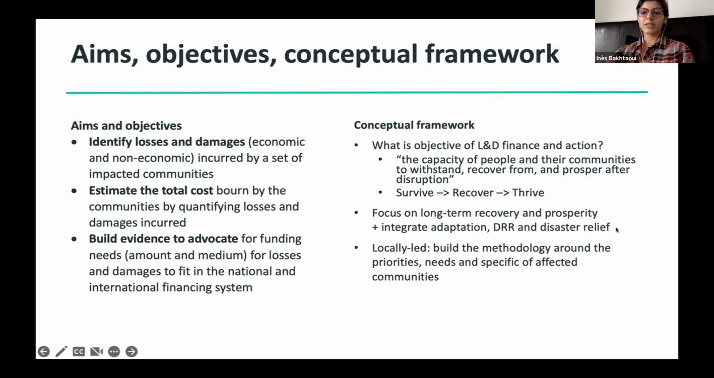The second point is that while we focus on long-term recovery and prosperity, so looking at the after loss and damage, addressing loss and damage after it has occurred or while it is occurring, we also recognize that there's a need to integrate also adaptation, disaster risk reduction, and disaster relief actions. And that is part of the activities that we consider in what can be implemented through loss and damage finance.